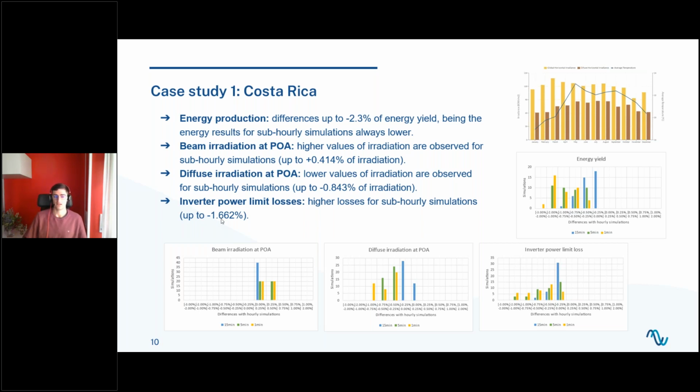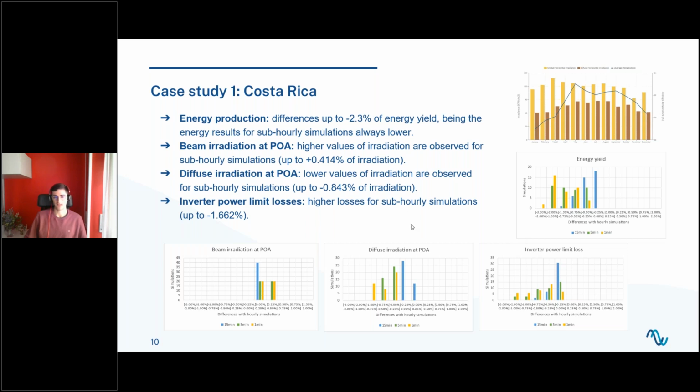And I'm sure that here, if we are optimizing the DCAC ratio, for example, and for one simulation we are accounting for these differences and for the other not, the optimal DCAC ratio may be different for both simulations. So yeah, I will say that in some specific locations and designs, the optimal DCAC ratio may be different if we use one data or another.